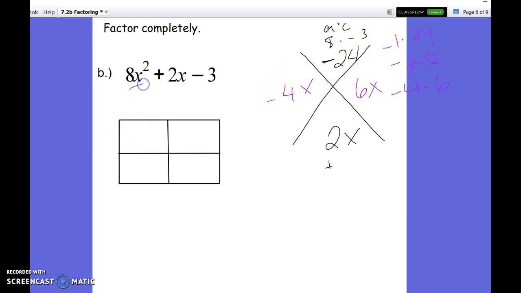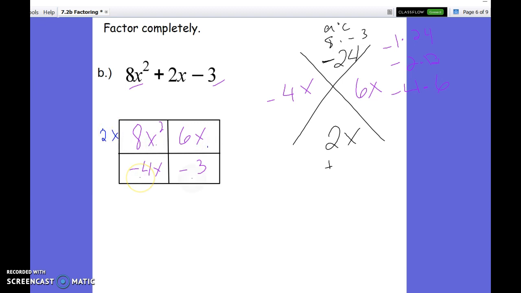So remember, 8x squared, that first term's always going to go in that upper left-hand box. Your constant's always going to go in that lower right-hand box 100% of the time. And all we needed to find was these two leftover boxes. Now that we've done this, we are ready to find our greatest common factors. Looking at 8x squared and 6x, 2 goes into 8 and 6, and we could take an x out since there's an x in both of those.